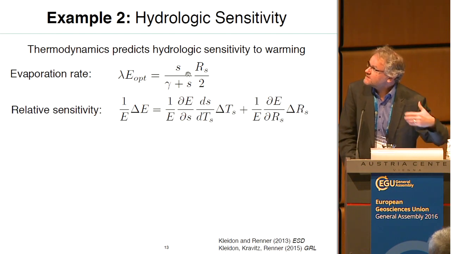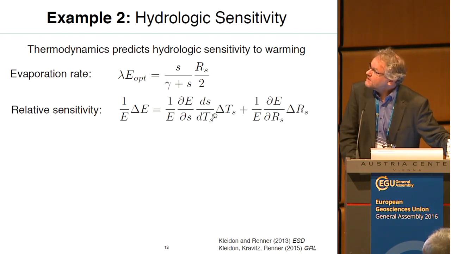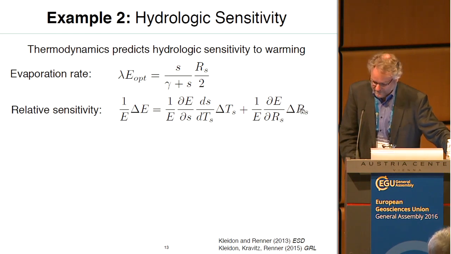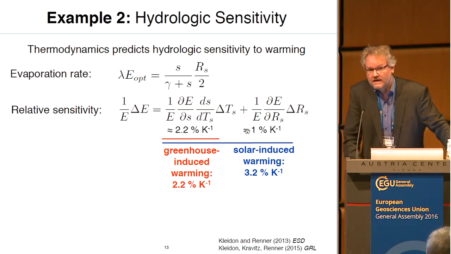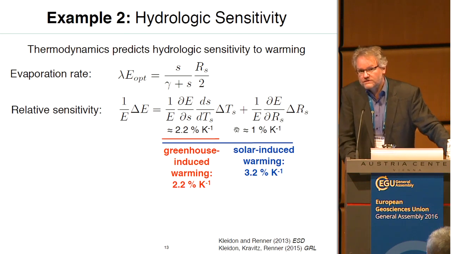And so you can write this as a partial, relative sensitivity, and you see you can have a change in temperature due to the greenhouse effect, or you can have a change due to solar radiation. You can calculate how much this is for global mean conditions, and you get a sensitivity of about 2.2% of warming that's just due to the temperature increase, and then another 1% if solar radiation actually increases because of the warming.